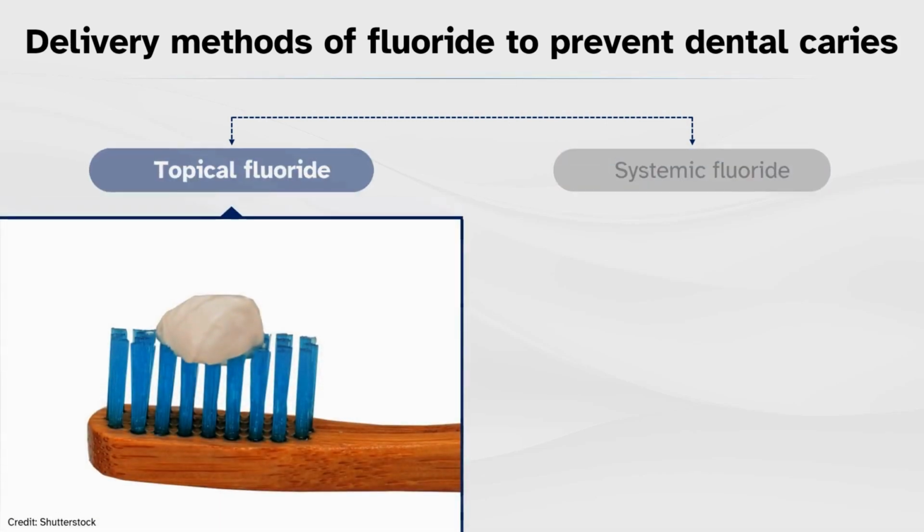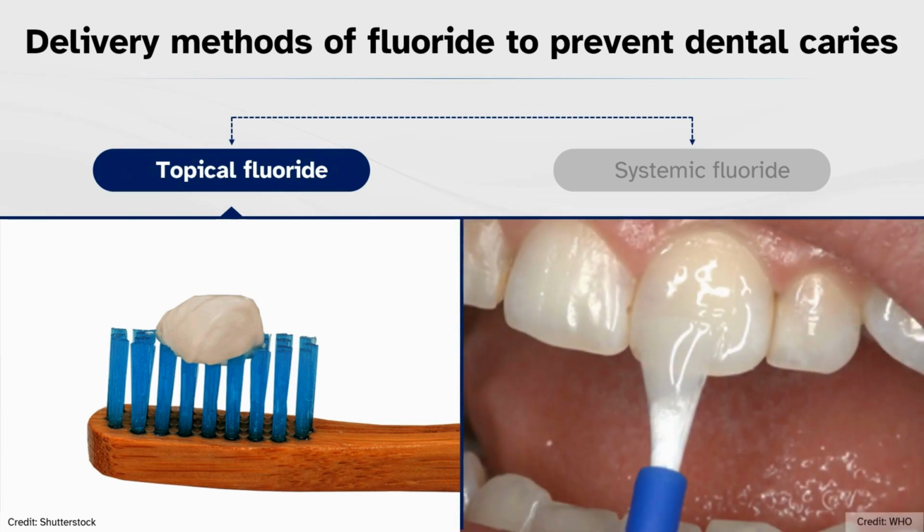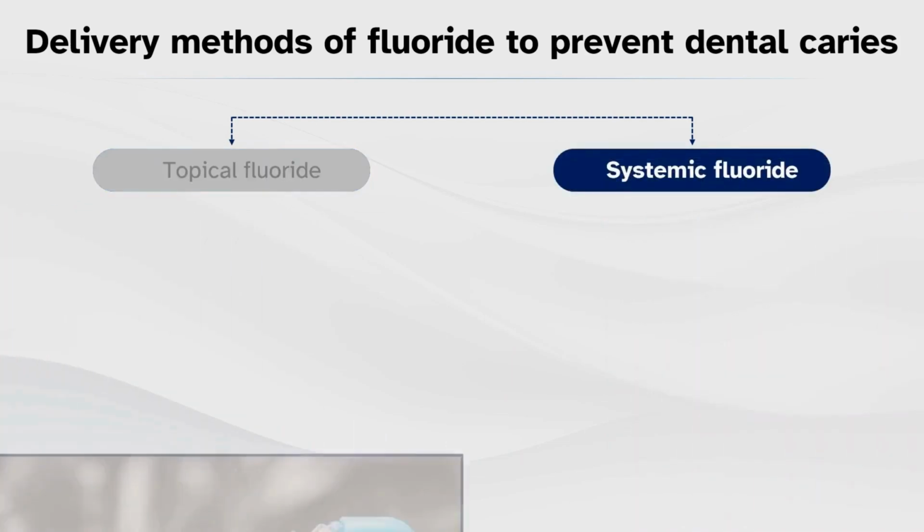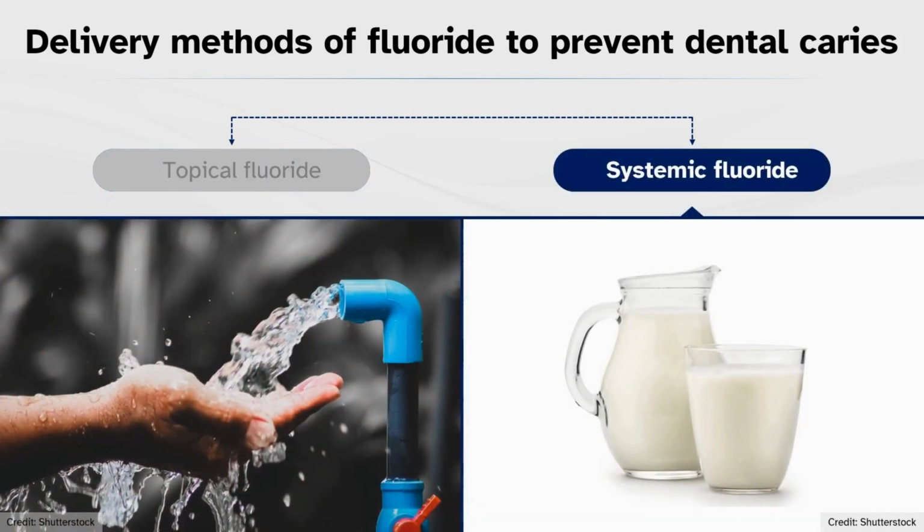The first way is by applying it to the surface of the teeth, which is known as a topical application. Commonly, it is applied as fluoride toothpaste by oneself or as a varnish by an oral health worker. The other way is by adding to drinking water or as supplements of foods, milk or salt, which is known as the systemic application.